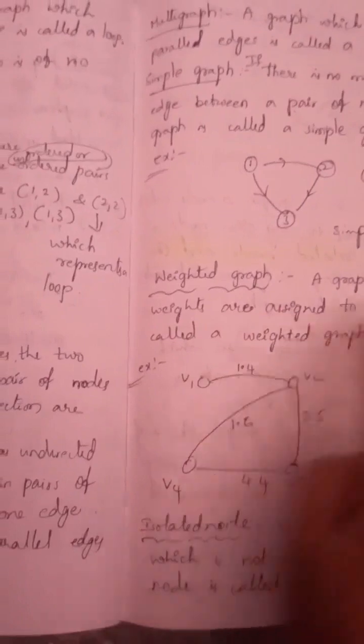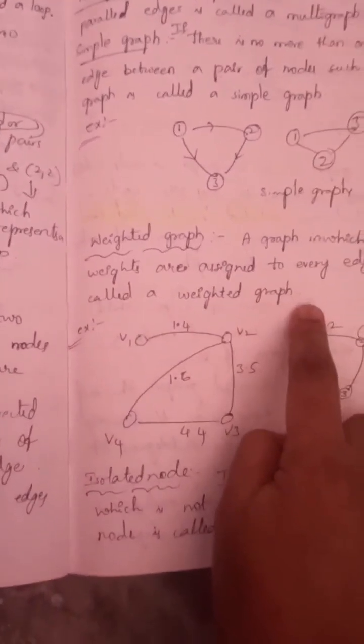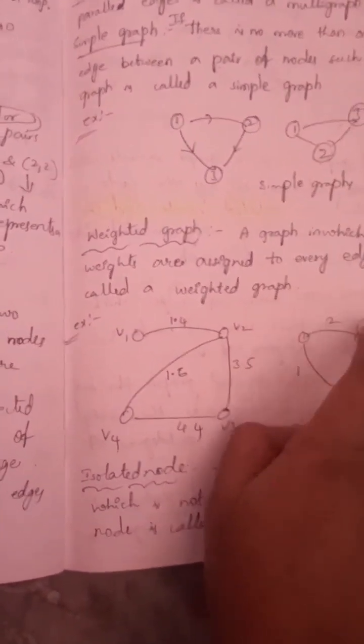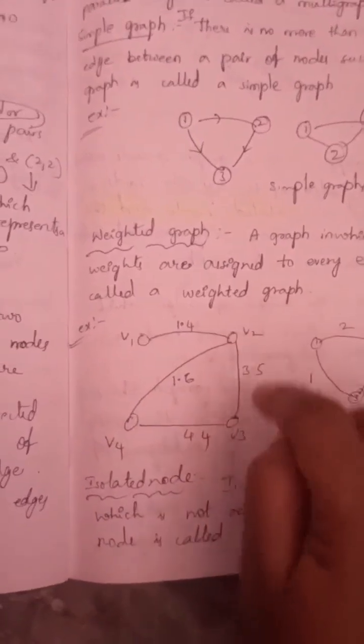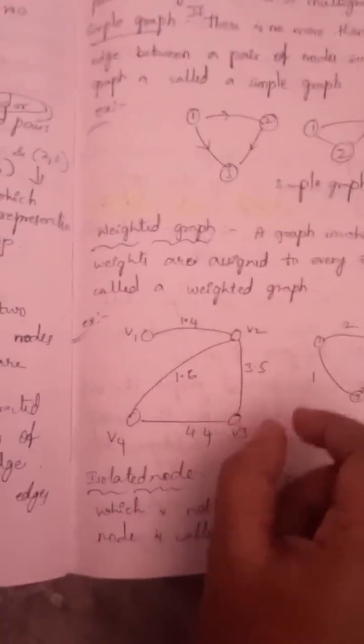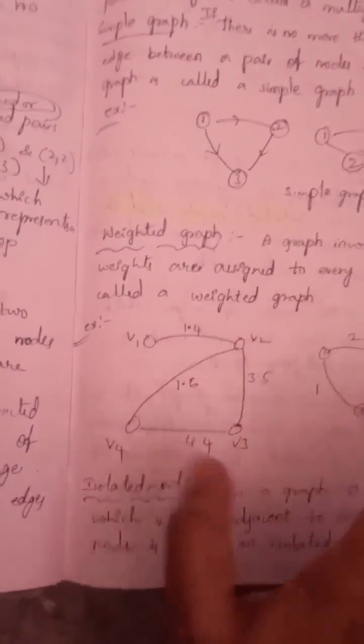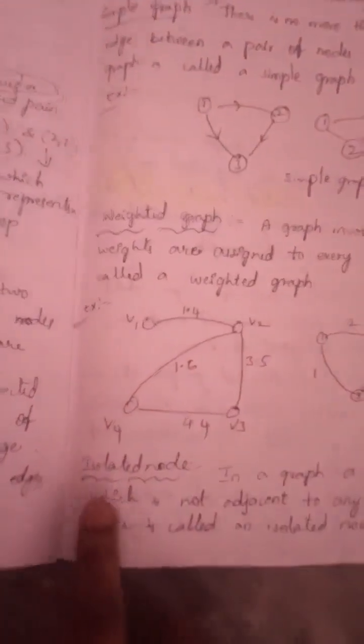Weighted graph. A graph in which weights are assigned to every edge is called a weighted graph. Here V2, V3, there is a weight, a value assigned to that particular edge. That is called a weighted graph. Isolated node. In a graph, a node which is not adjacent to any other node is called an isolated node.